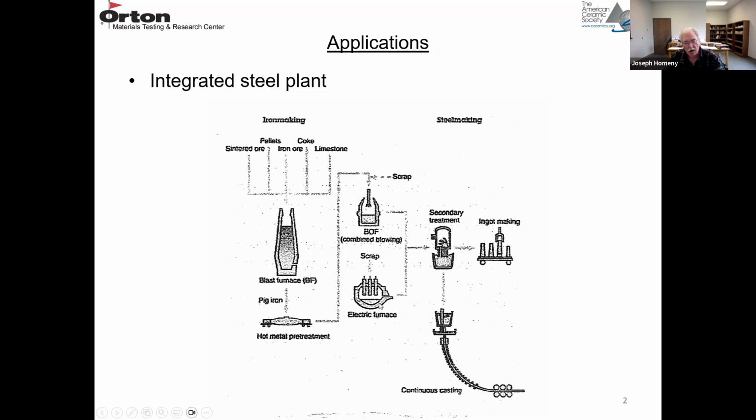You also have electric arc furnaces, which melt scrap. And so the steel, either from a basic oxygen furnace or an electric furnace, goes into a ladle. And the ladle may just be used to transfer the steel, or you can do some type of secondary refining. And then from that ladle, you either pour ingots or go to some type of continuous caster. So that's an integrated steel plant.